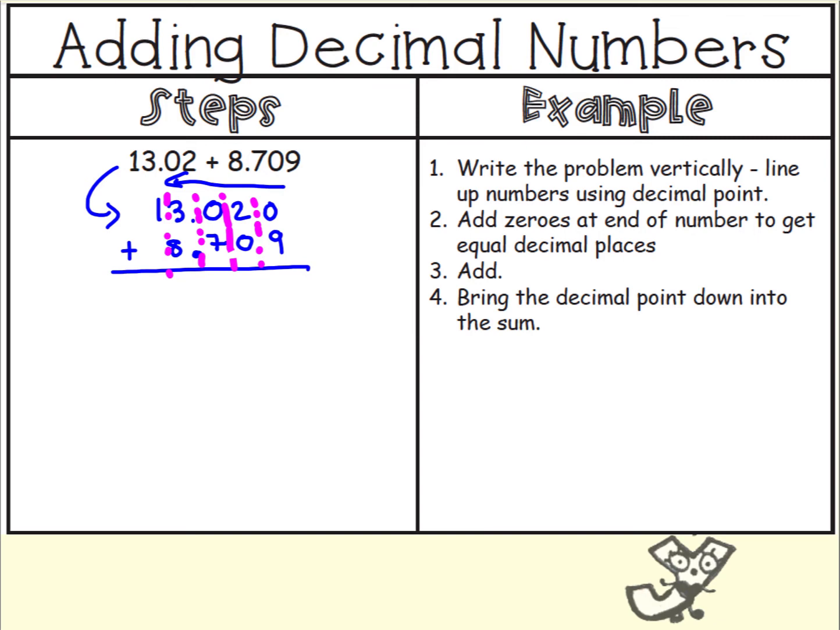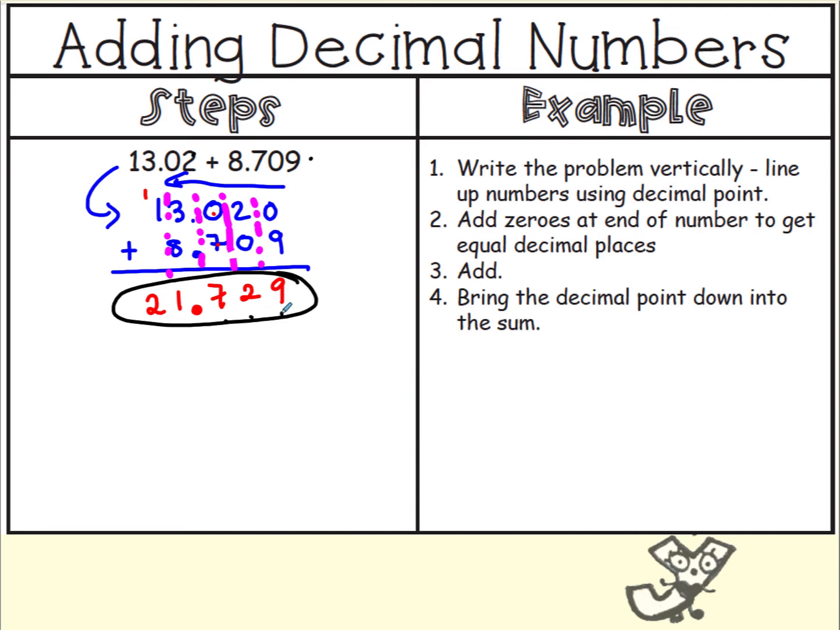We're going to add starting from the right to the left. So 0 plus 9 is 9. 2 plus 0 is 2. 0 plus 7 is 7. I bring down my decimal point. 3 plus 8 is 11. I carry my 1. 1 plus 1 is 2. So the sum of 13 and 200ths and 8 and 709 thousandths is exactly 21 and 729 thousandths.